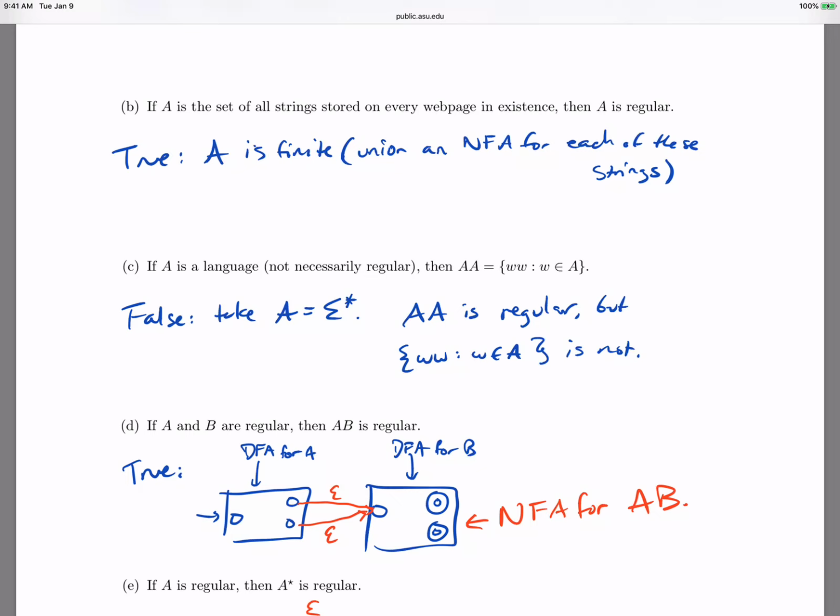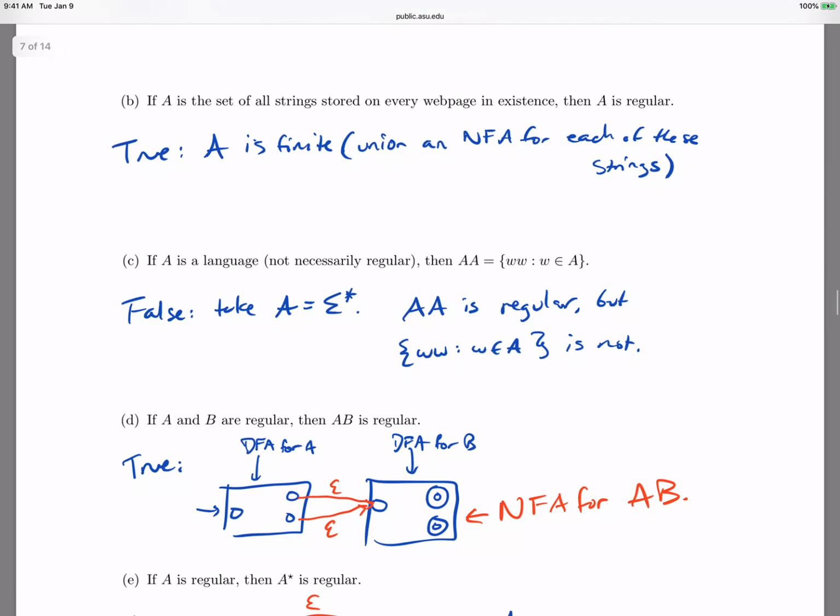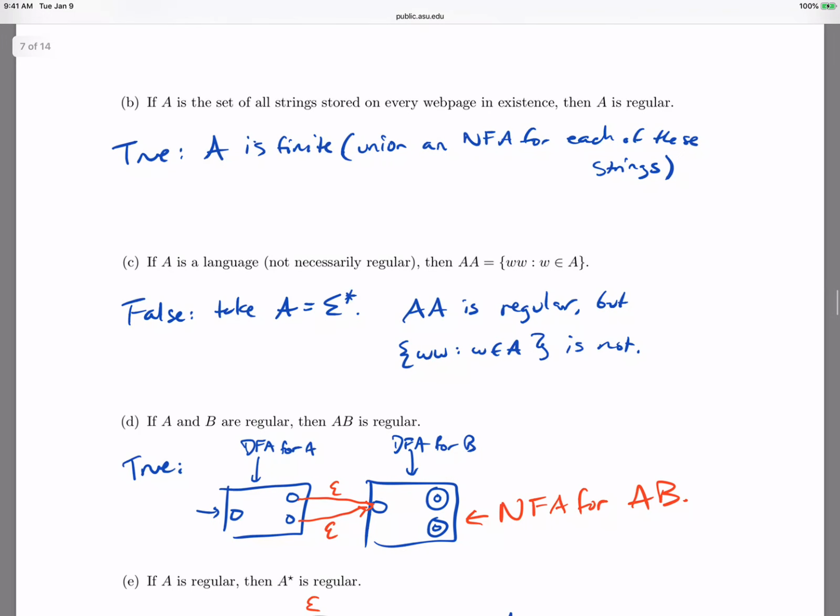But for B, some people wrote that this is equal to sigma star. I don't know about you, but I don't think there are infinitely many strings stored on web pages. How many web pages are there? A lot, but finite. How much information is on each web page? Finite. So what is the number of strings stored on web pages in total? A finite number. So what do we know about finite languages that we talked about in class? They're all regular. So if you just wrote all finite languages are regular and said true, that's it. If you said that this is an infinite language, I don't know what version of the internet you're using, but you need to tell me immediately.